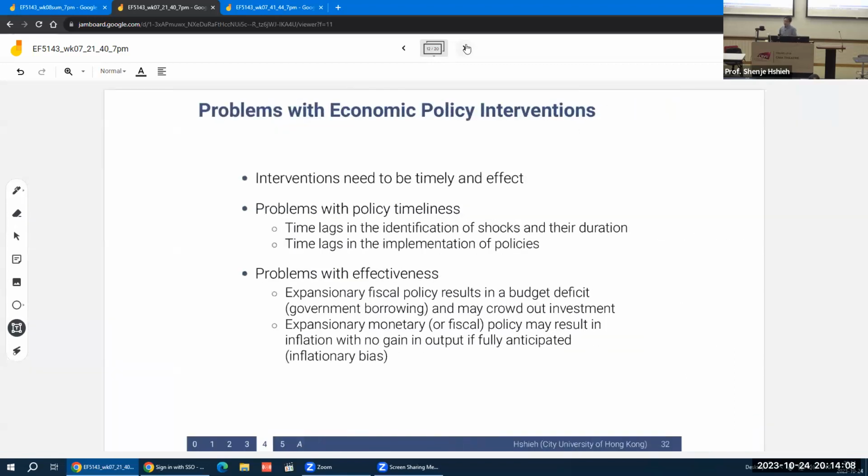The next slide, yeah. So problems, as I already said, problems with economic policy interventions. Interventions need to be timely. Okay. If you don't time it correctly, then you can create unexpected shocks, and investors will think of it as policy uncertainty in the future. And so E is going to be screwy.